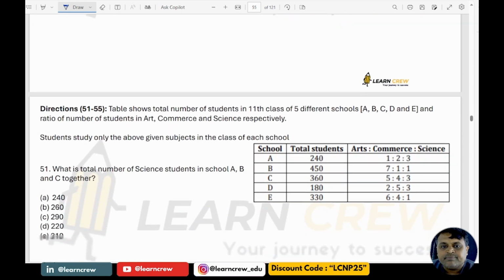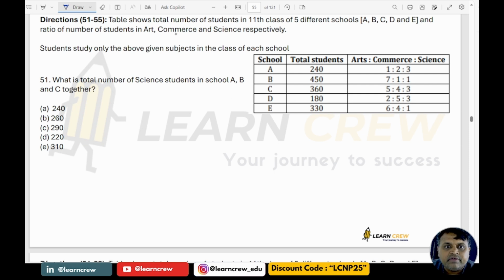Then 51 to 55, you have a table which shows the total number of students in 11th class of 5 different schools A, B, C, D, E, and the ratio of the number of students in arts, commerce and science respectively. Students study only the above given subjects. Now question number 51. What is the total number of science students in schools A, B, C together? For A, it is 3 by 6, which means half of 240, which is 120.